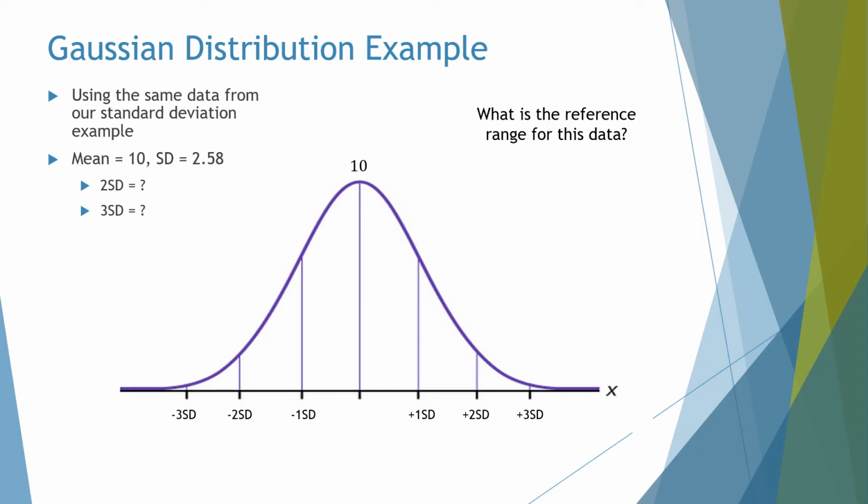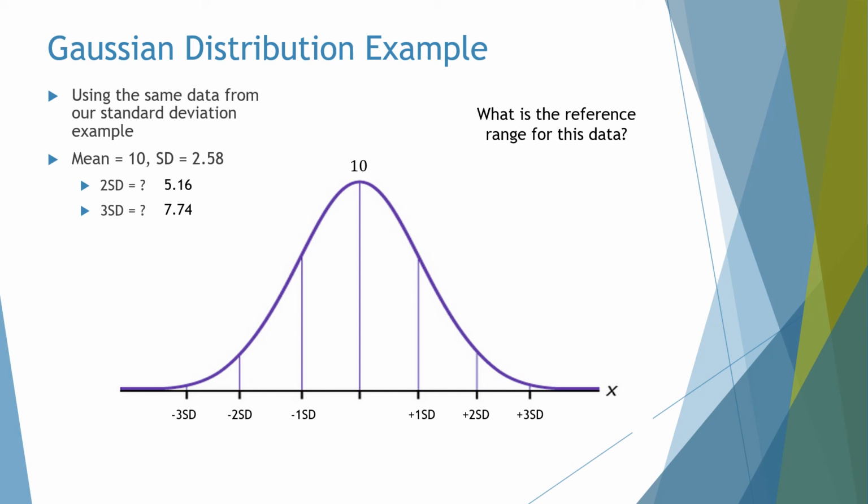So let's look at this using the data that we calculated for our example problem. We know our mean is 10. So the center line here represents 10, our mean. And our standard deviation is 2.58. First of all, let's talk about how we determine two and three standard deviations. It's very simple. You just multiply. Two standard deviations is 2.58, or one standard deviation, times 2, and that gives us 5.16. Three standard deviations is just 3 times 2.58, and that gives us 7.74.